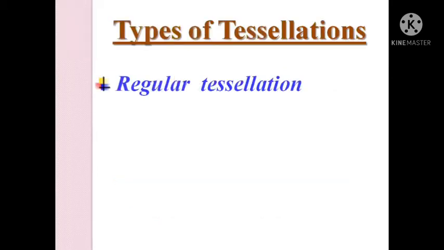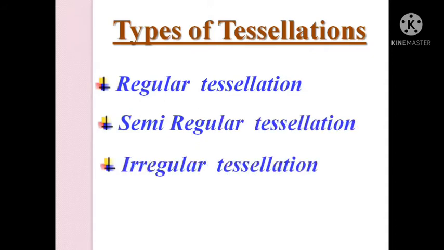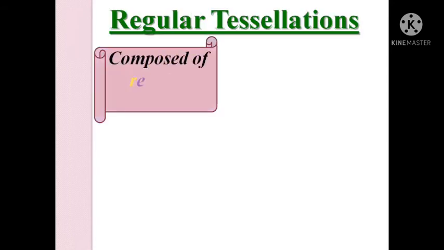Let us learn the types of tessellation: regular tessellation, semi-regular tessellation, and irregular tessellation. Let us see them in detail. Regular tessellation means it will be composed of regular polygons. There will not be any curved lines, only polygons will be used, and only one shape will be used.